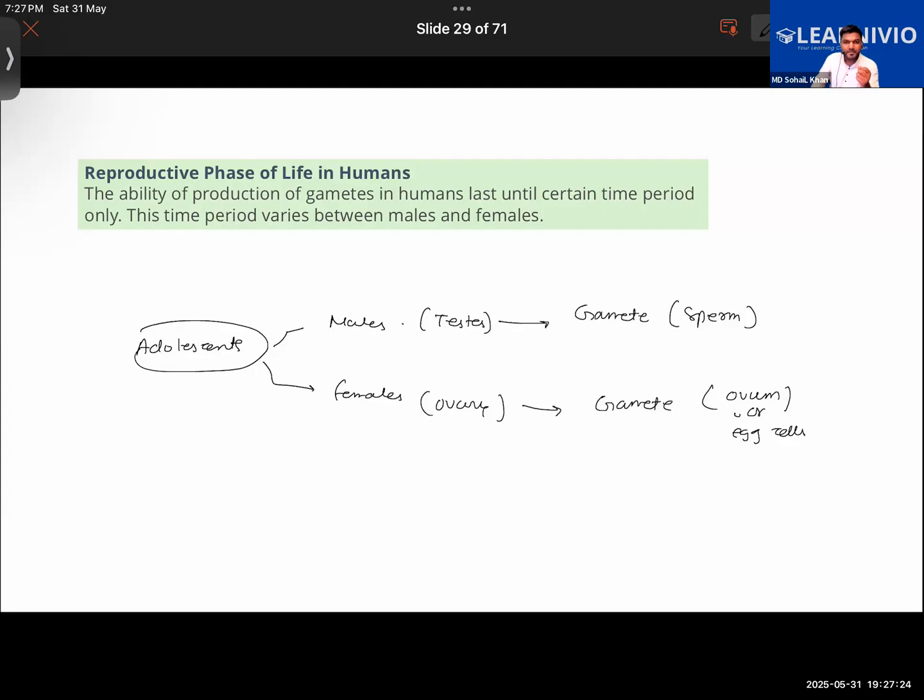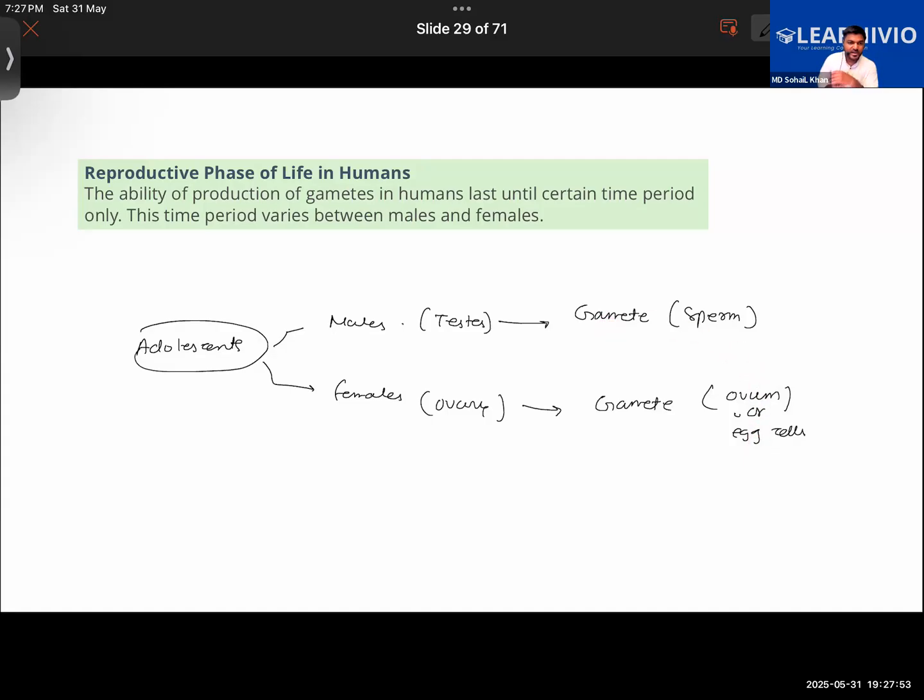Getting it? But in the females, the capacity to produce the female gametes, basically the egg or the ovum, lasts only up to the age of 45 to 50 years. Due to this, the reproductive phase of the woman is actually shorter than that of the men. I say that the reproductive phase of the woman is shorter than the male.